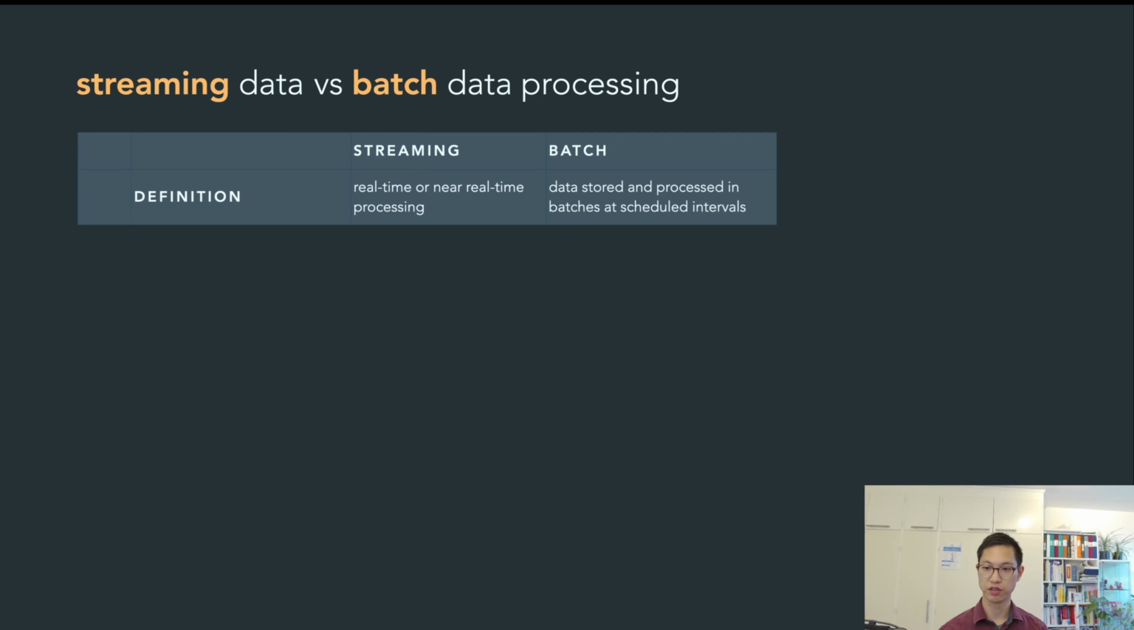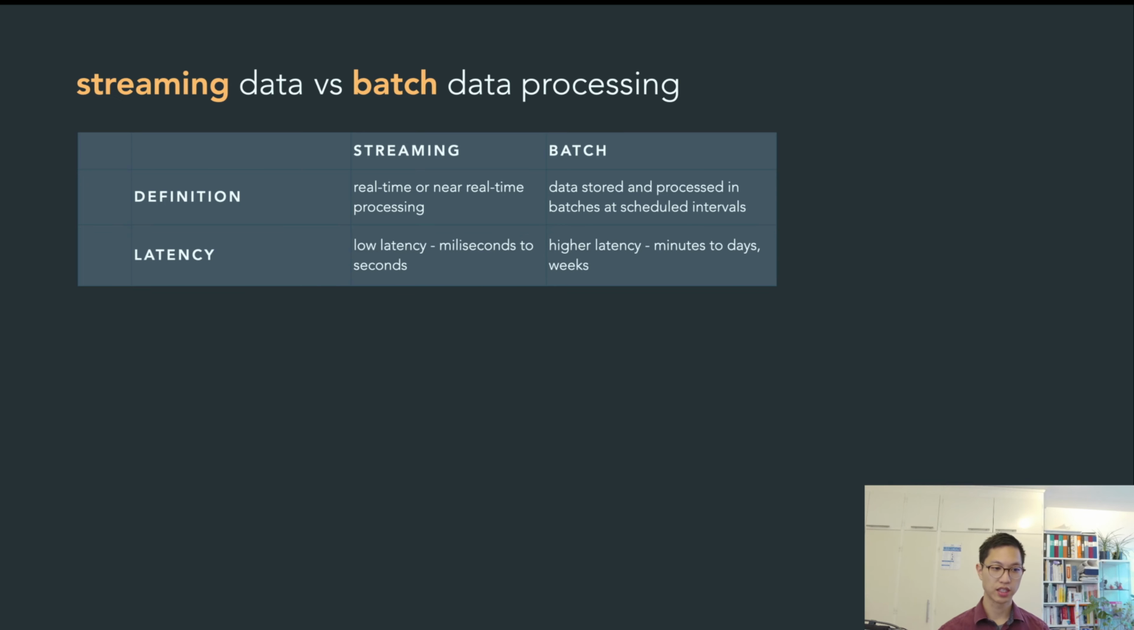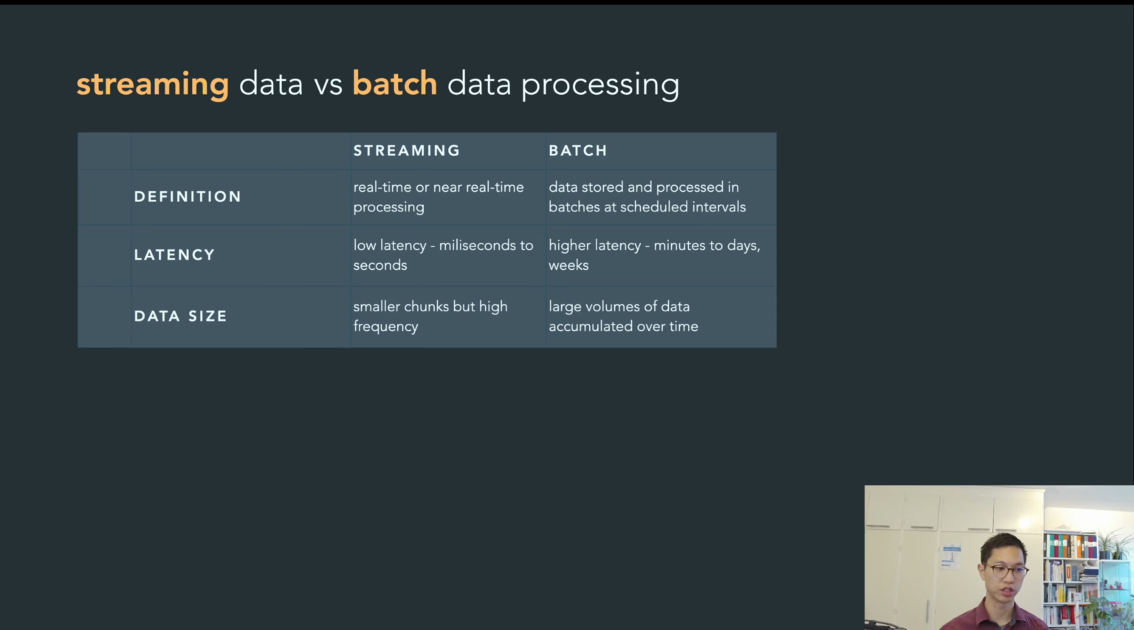So here we have the definitions. In streaming, we are in real-time space, so real-time or near real-time processing. While in batch, the data is stored and processed in batches at scheduled intervals. And the latency means how long time you need to wait for it. In streaming, it's usually talking about milliseconds or seconds. Then you're in the streaming realm, while in batches, it's usually higher latency, so it could be minutes to days and weeks and even months. For example, you want to take data once per month or once per year if you want to use that for backup or other reason.